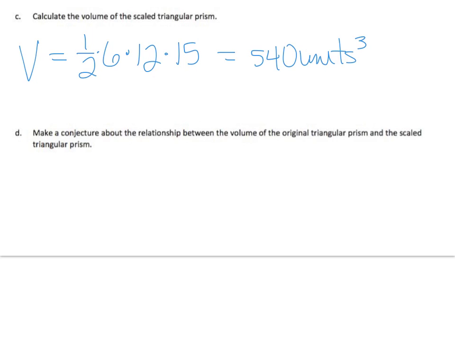So make a conjecture about the relationship between the volume of the original triangular prism and the scaled triangular prism. So the volume of the scaled figure is larger. I would say it's equal to the volume of the original figure multiplied by the scale factors. Let's try that. So our scale factors that they gave us, one side was a scale factor of 2, that's the base. The other part of the base was scaled by a factor of 4, and then the height was scaled by a factor of 3. That's 8 times 3 is 24.